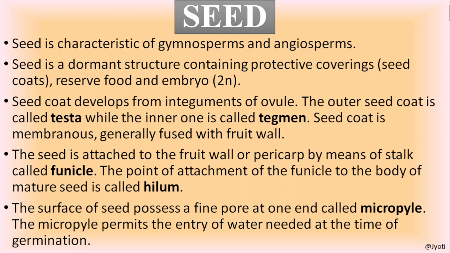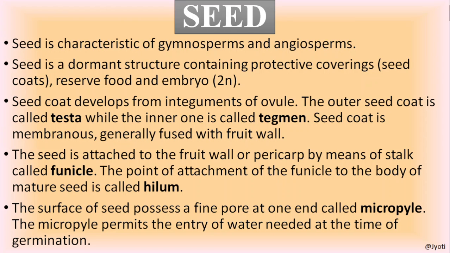So what is a seed? As I said in my previous session, inside the fruit, which develops from the ovary after fertilization, the seeds are present, and the seeds are developed from the ovule. This seed is characteristic of gymnosperms and angiosperms only. You will not find seed in bryophytes, pteridophytes and thallophytes. But the difference is that in gymnosperms the seeds are not protected by the fruit wall, whereas in angiosperms the seeds are protected by the fruit wall.